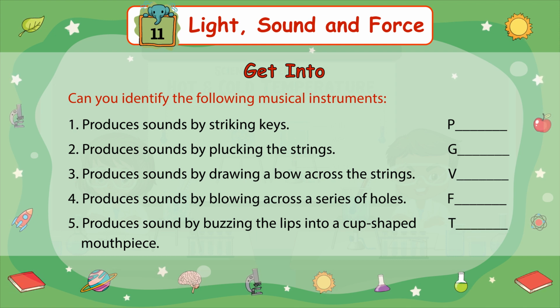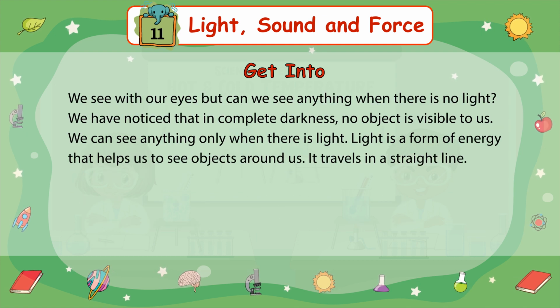T. We see with our eyes, but can we see anything when there is no light? We have noticed that in complete darkness, no object is visible to us. We can see anything only when there is light. Light is a form of energy that helps us to see objects around us. It travels in a straight line.